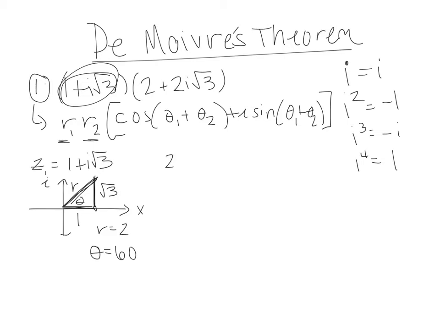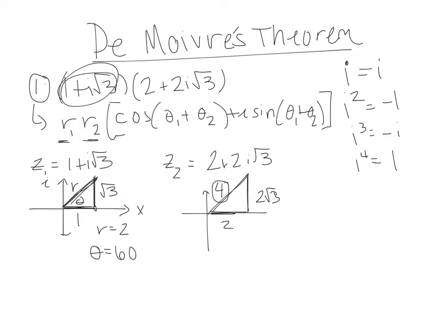And then over to z2, which is 2 + 2i√3. Same concept over here, plotted on your axes: 2 and 2√3, so r is going to be 4 here. And your angle will once again be 60 because it's proportional. So here we have r1, r2, and then angle 1 and angle 2.